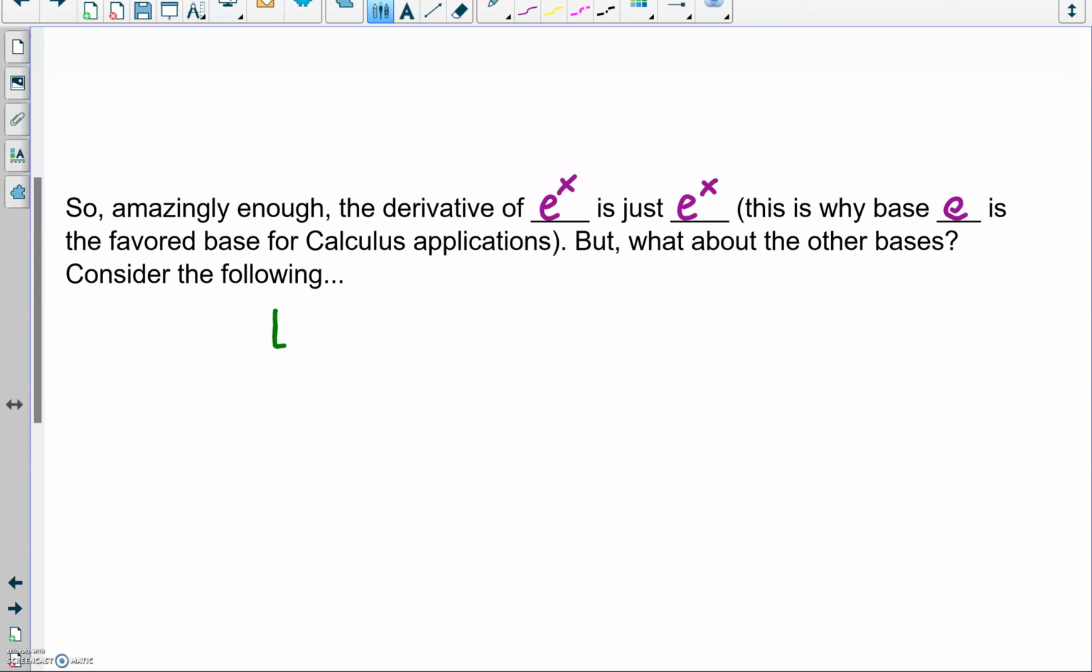So I'm going to let f of x equal a to the x power. So a is just some general base. You know, it could be 2, could be pi, could be 3, whatever. It's just a base. Could be e technically, but we're just going to say in general it's this a to the x. A is the base.